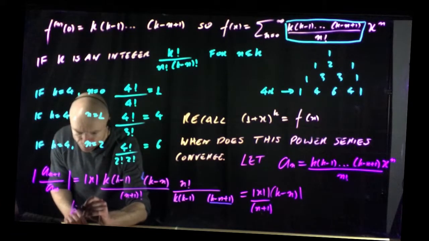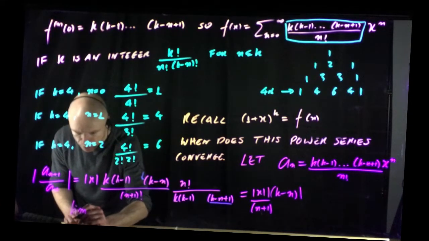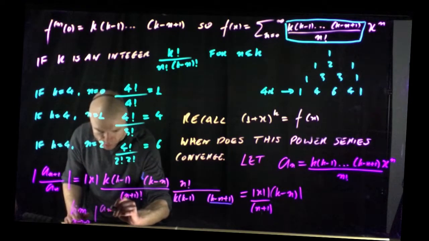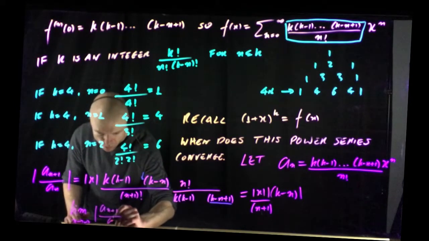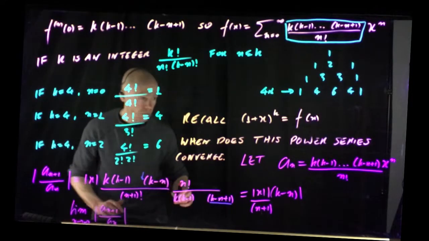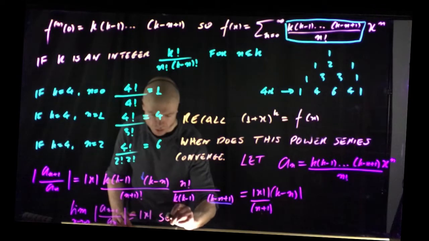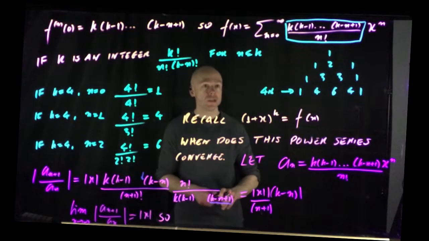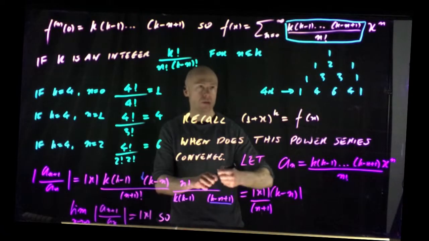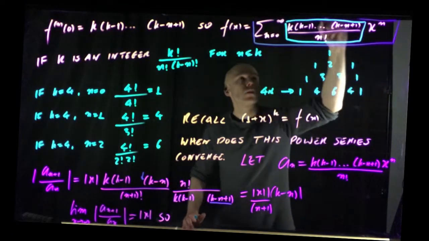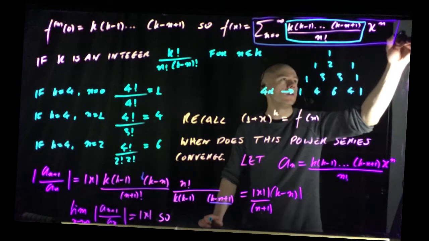So the limit as n goes to infinity is just mod x. So the series converges, so this series, call it star.